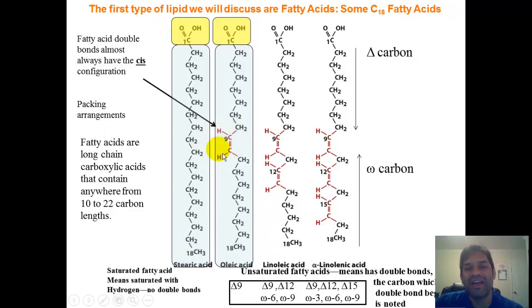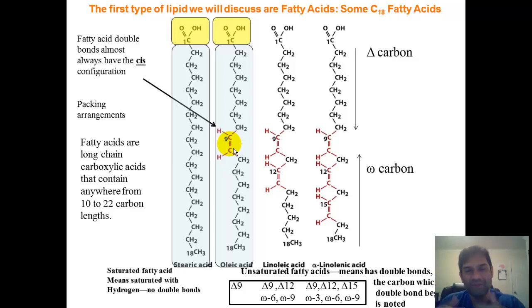The minute you add double bonds, you dramatically reduce the phase transition temperature. Why is that? It has to do with packing. So that double bond presents sort of a kink into the packing arrangements. So the acyl chains do not pack so succinctly, so nicely.